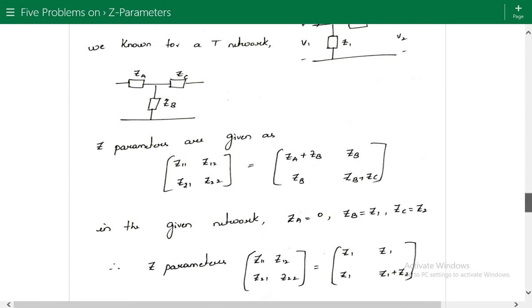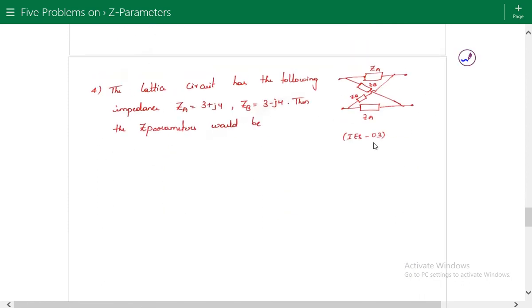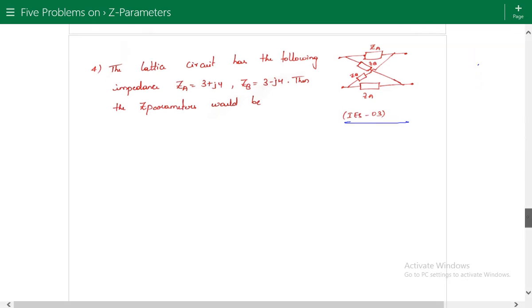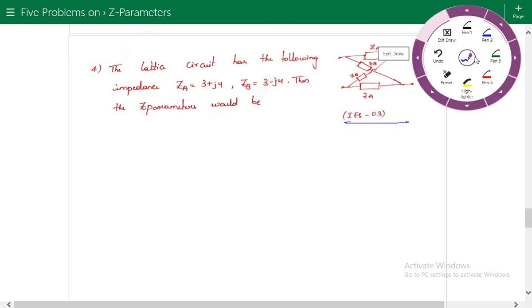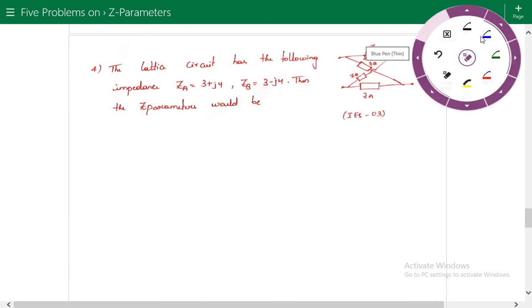Okay, this is a lattice network. This is a GATE IES 2003 question. They have given the values of ZA and ZB, and they are asking to find the values of the Z parameters. It is one of the tricky questions. Lattice networks will be tricky. See here clearly: you have to redraw this circuit. Without redrawing this circuit, you can't solve the network. So see here, I'm redrawing this circuit.